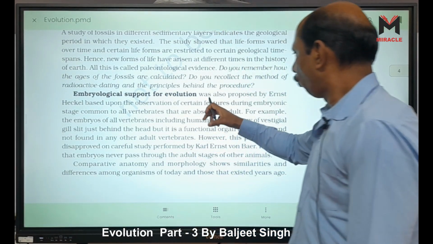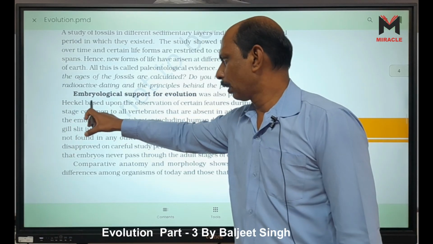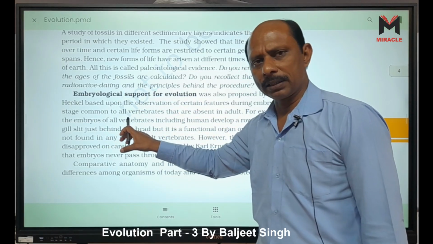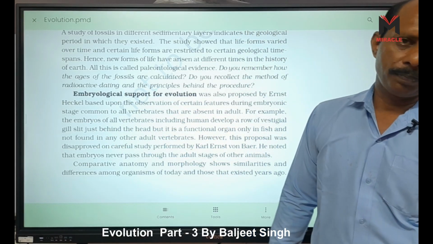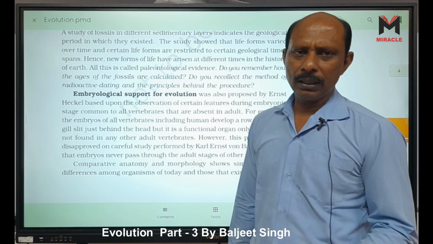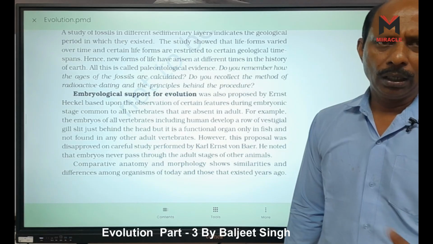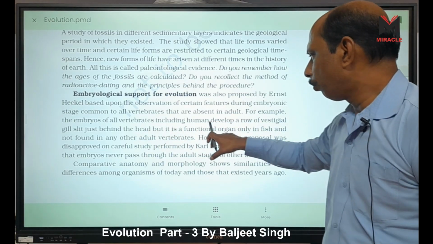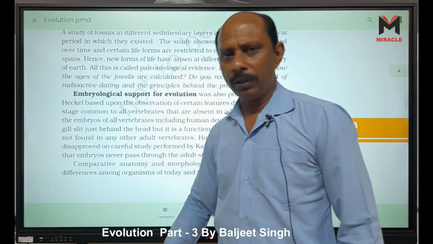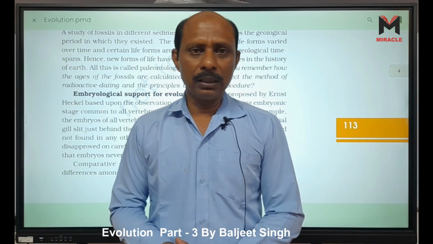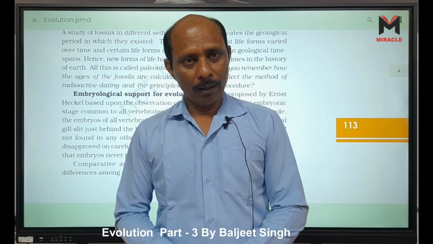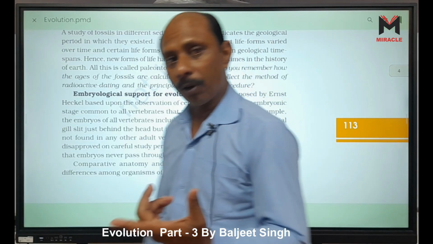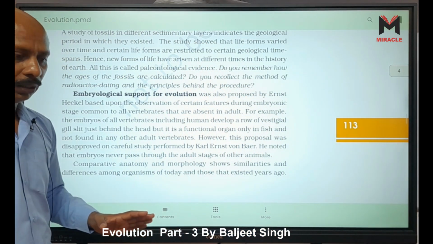What is given here? Was also proposed by Ernst Haeckel. I will tell you what he proposed, based upon the observation of certain features during the embryonic stage common to all vertebrates. Which one is common to all vertebrates? Heart. Fishes have 2 chambers, amphibians 3, reptiles 3, crocodiles 4, birds 4, mammals 4. All vertebrates, including human, develop a row of vestigial gill slits. Gill slits are the basic characteristic of all chordates. We have no gills as adults, but gill slits are present in the embryonic stage.